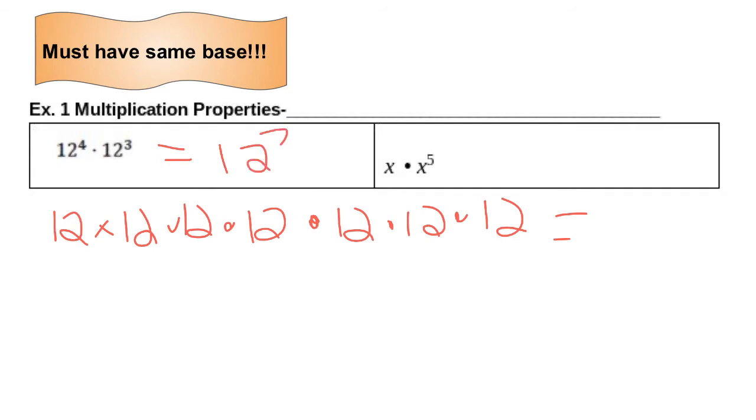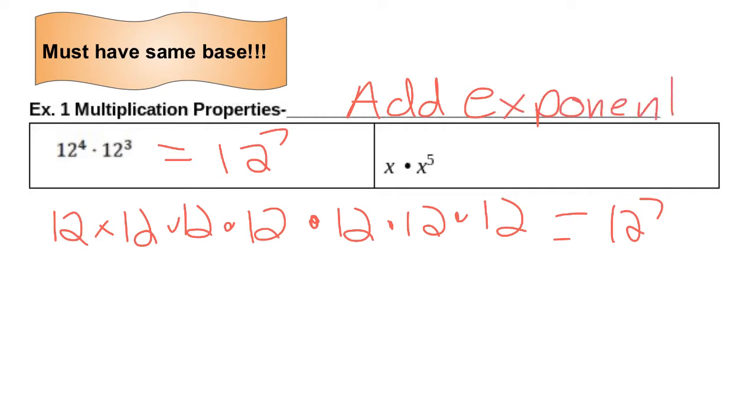So if we are looking at 12 to the 7th, that would be the equivalent form of 12 to the 4th times 12 to the 3rd. So really, when you look at these, the multiplication property is simply going to be to add your exponents, just like we were talking about in that discovery activity.